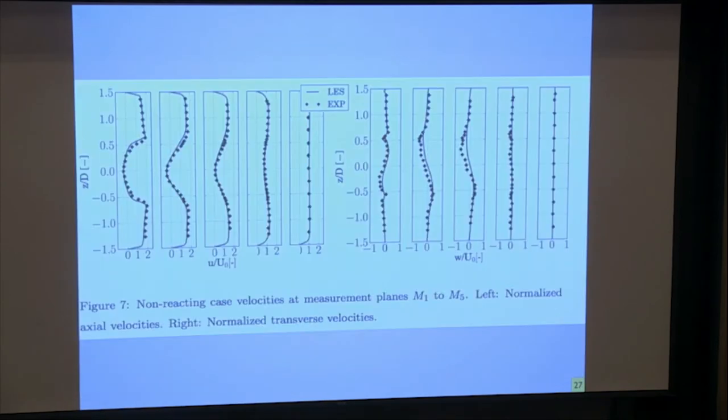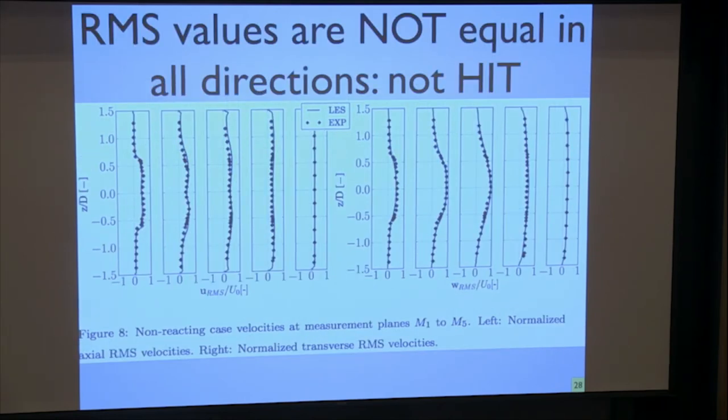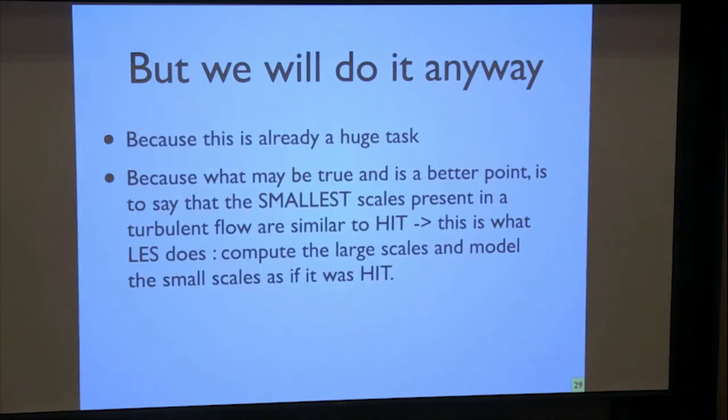And if you do statistics on that, you find here a comparison between experiment and LES. But most importantly, when you look at the velocity field and at the RMS values, you see that the perturbations are not constant. They are not the same in all directions. The u value is not equal to the w value. So it's not isotropic, and it's not homogeneous. It's changing everywhere. So turbulence is not doing that, but we'll do it anyway. Because again, we don't know what else we could do. So you have to start by saying that it is HIT.